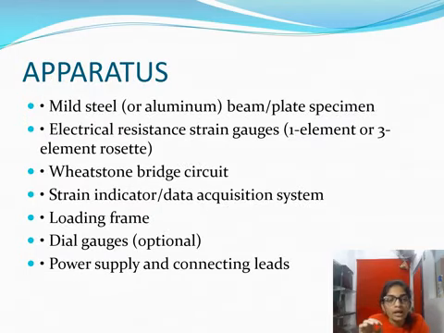Apparatus: mild steel or aluminum beam or plate specimen, electrical resistance strain gauge, one element or three-element rosette, Wheatstone bridge circuit, strain indicator, data acquisition system, loading frame, dial gauge (optional), power supply, and connecting leads. Apparatus means what is needed for the practical.